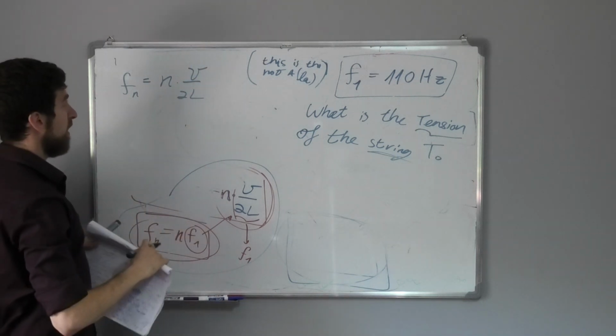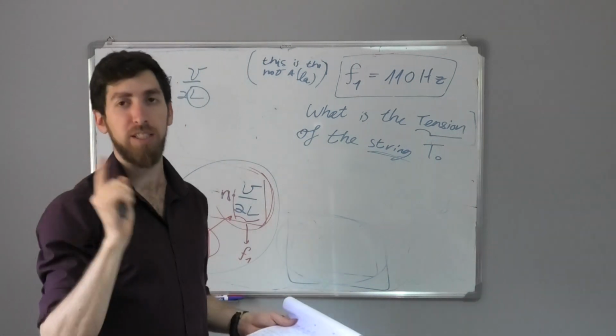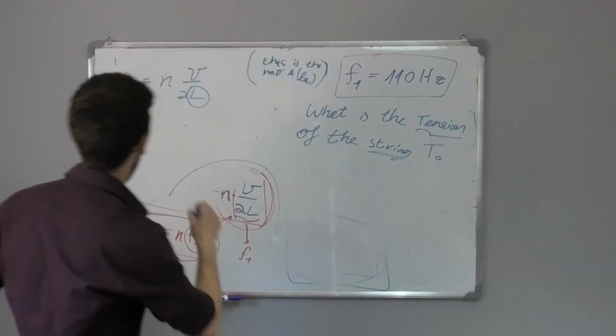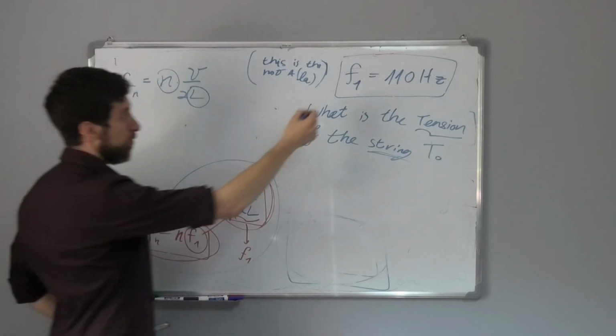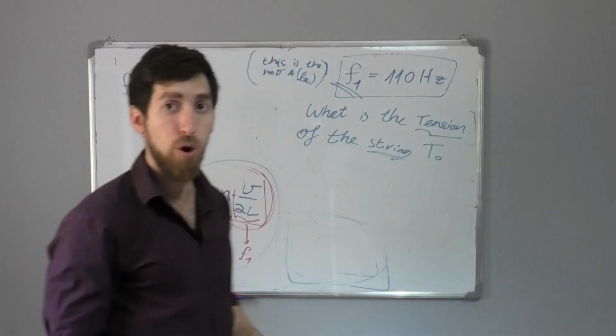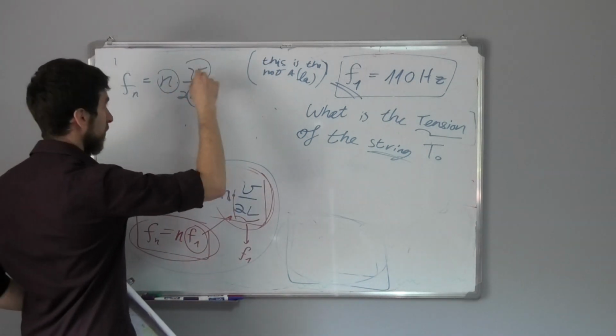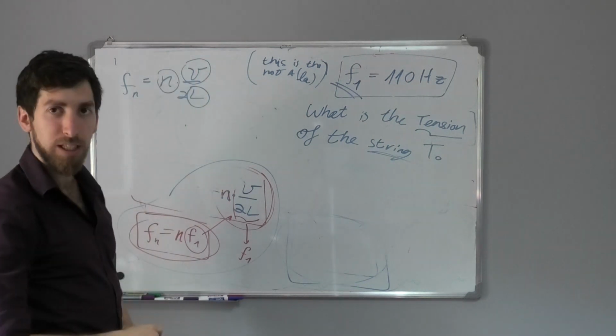Okay, so L is given, right? It was given at the beginning. We talked about it, 0.85. And n is given. They want to talk about the n mode, and n equals 1, which means I know the antinodes. Okay, perfect. But I don't know the velocity, right? We don't know the velocity.